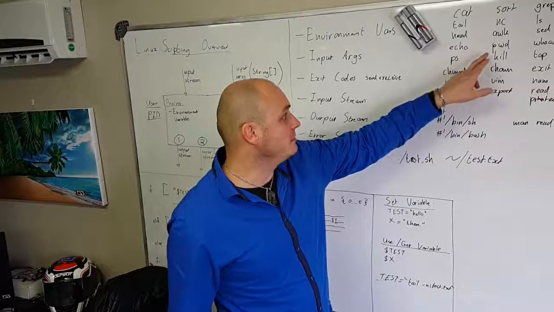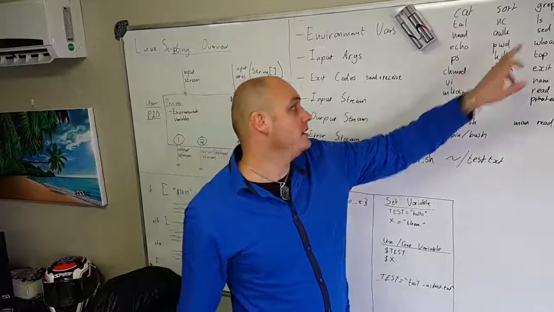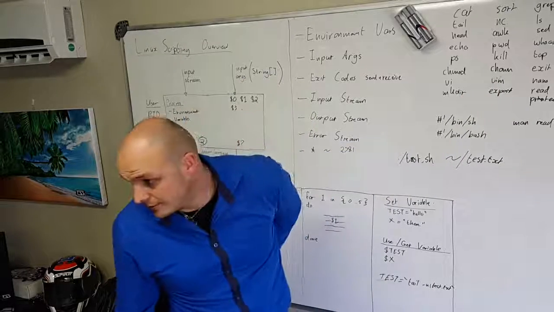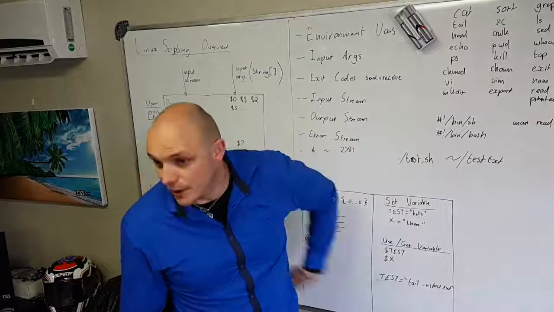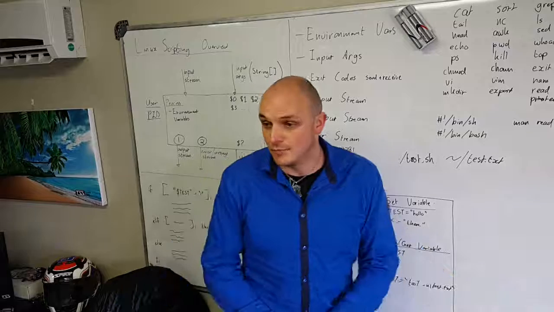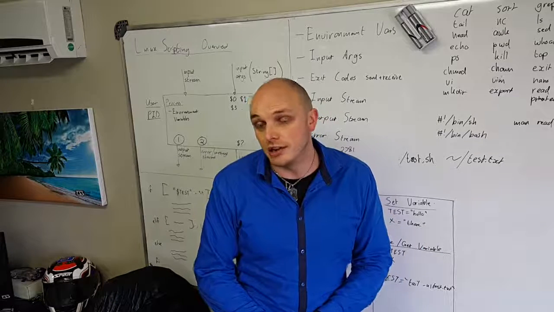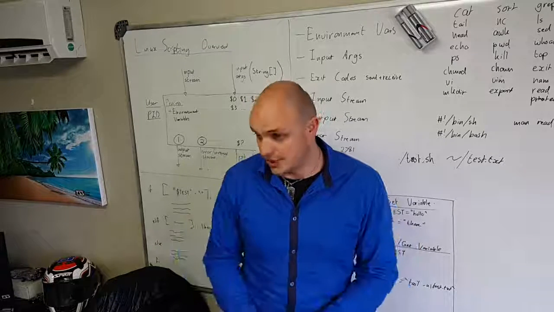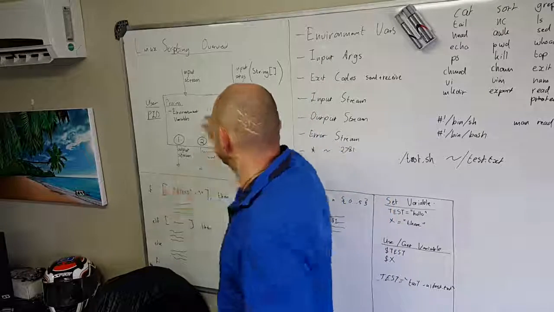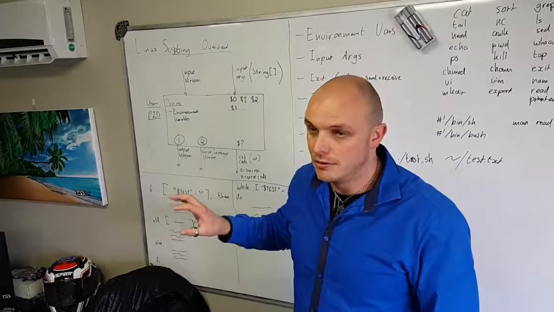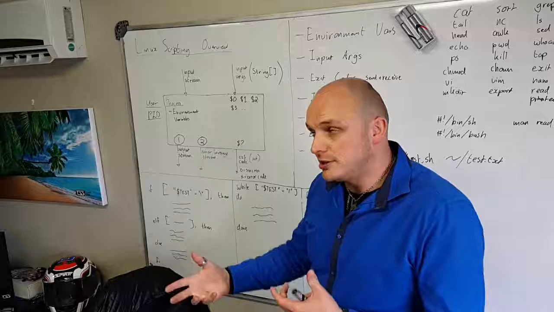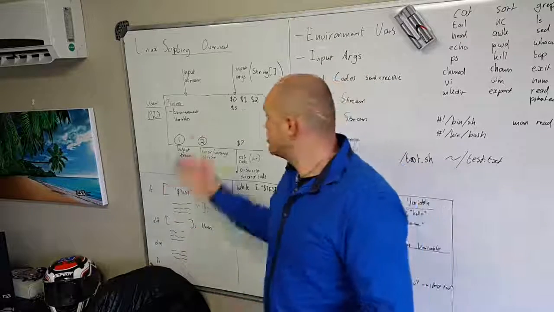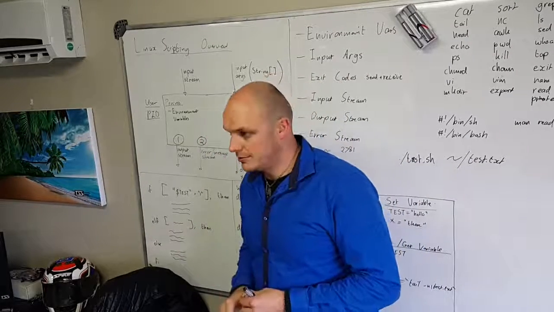Echo, you guys know. PWD, that's print working directory. A very powerful one. If you want to know where you are in the system, what folder is the current working directory? Because each process, when it starts up, it gets set initially.